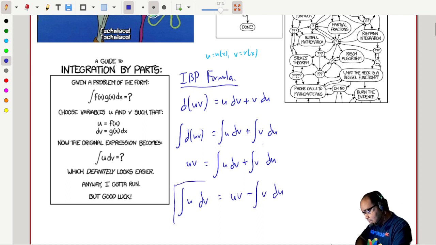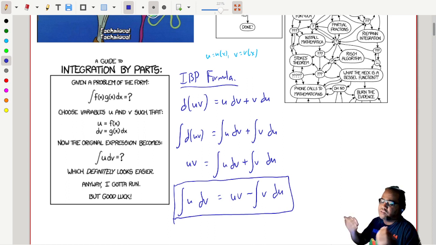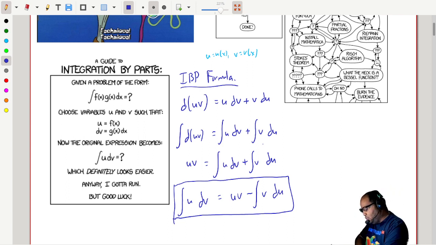And this, folks, is our integration by parts formula, which comes from the product rule. I just wanted to take some time to show where that comes from. The idea here is that we want to choose u such that it has an easy derivative, and v, which has an easy integral. So u has an easy derivative, and then dv is the easy integral.